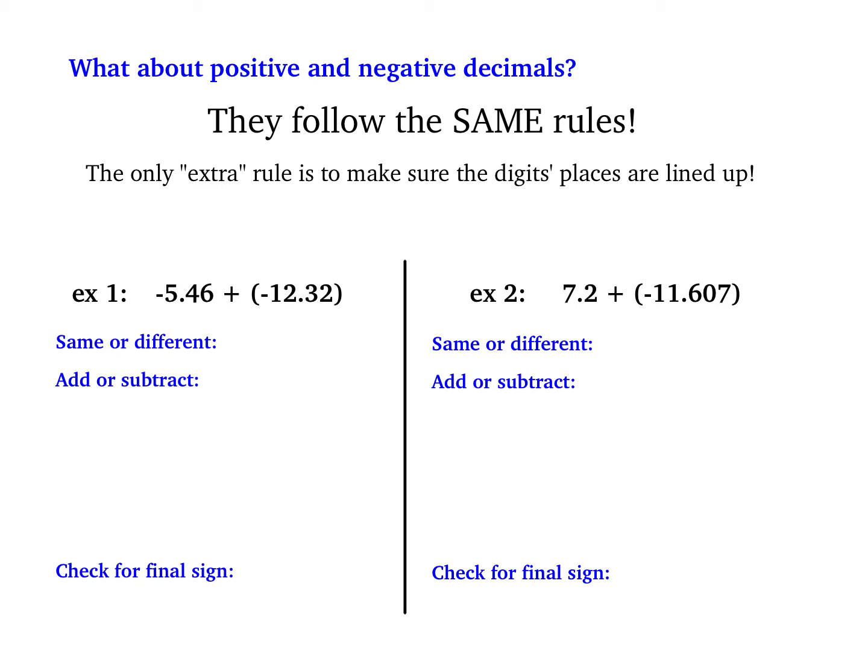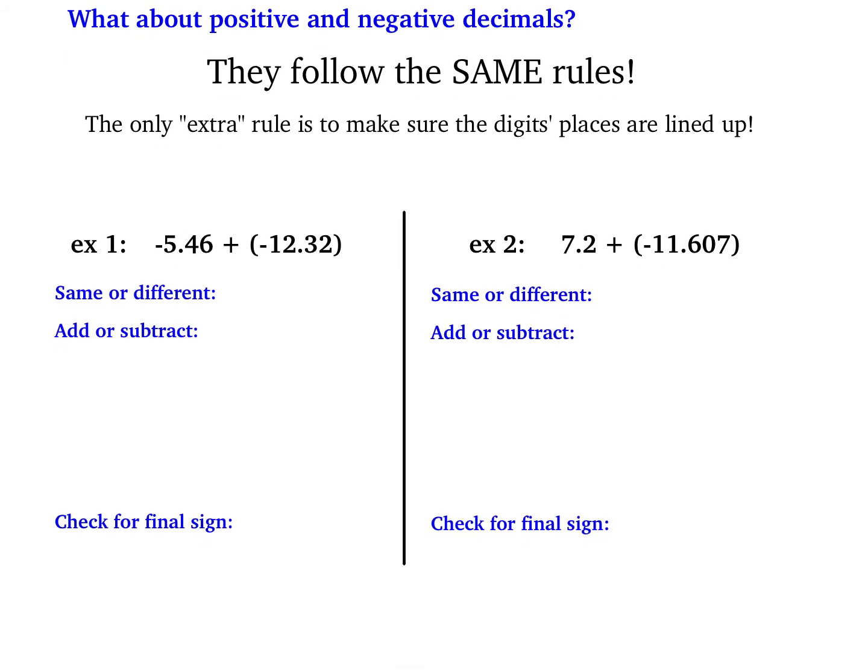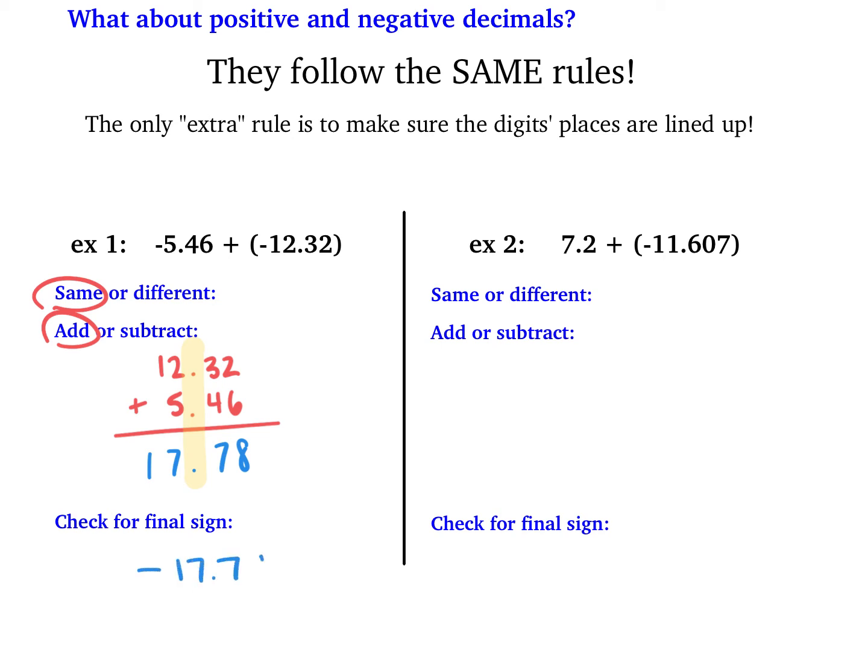So if we work through these examples, I see a -5.46 plus -12.32, or 32 hundredths. Those are both negative, so they have the same sign, so I'm going to add those bases together. A 12 and 32 hundredths plus a 5 and 46 hundredths. Notice, again, I am lining up that decimal place. So then as I work my way down to add these together, I would get a 17 and 78 hundredths. Looking back at my original, since I'm adding two negatives, my final answer would also be negative.